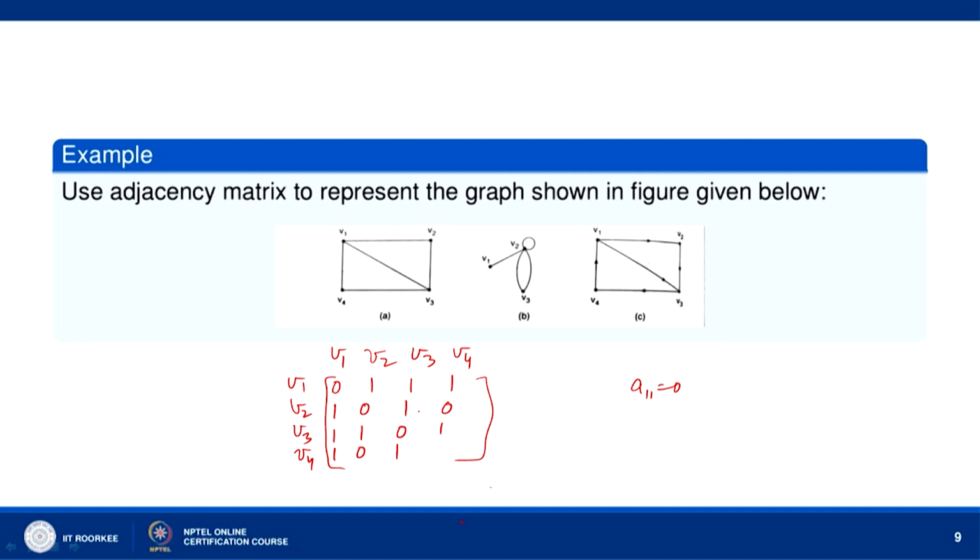Now, at v4 there is no self loop, so we get the value 0. So, the adjacency matrix for this graph is this. And in this case, part 2, let us find the adjacency matrix for part 2.